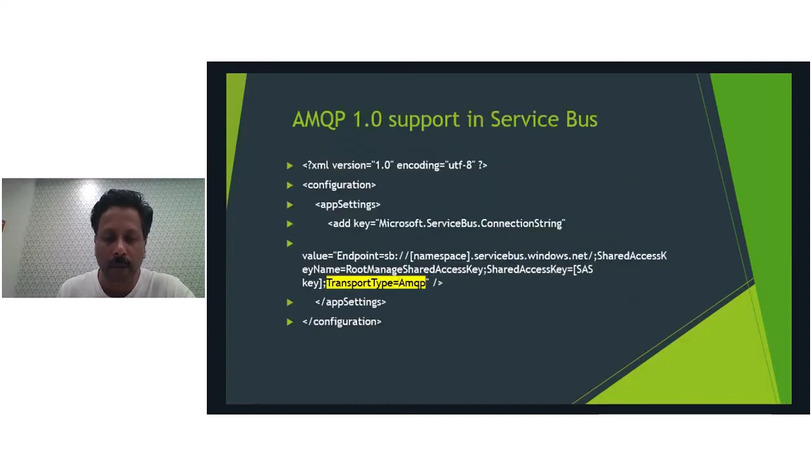Now, AMQP support in Service Bus. It is very easy, right? You have a Service Bus connection string. There is a part, transport type. You just need to change it to AMQP. That's it. It's very easy.